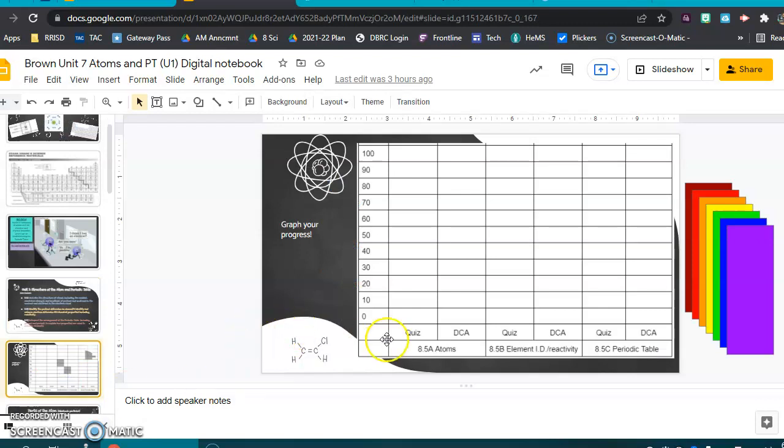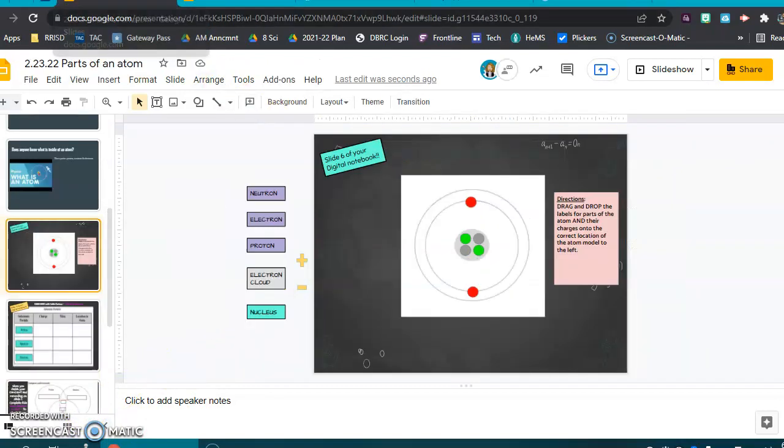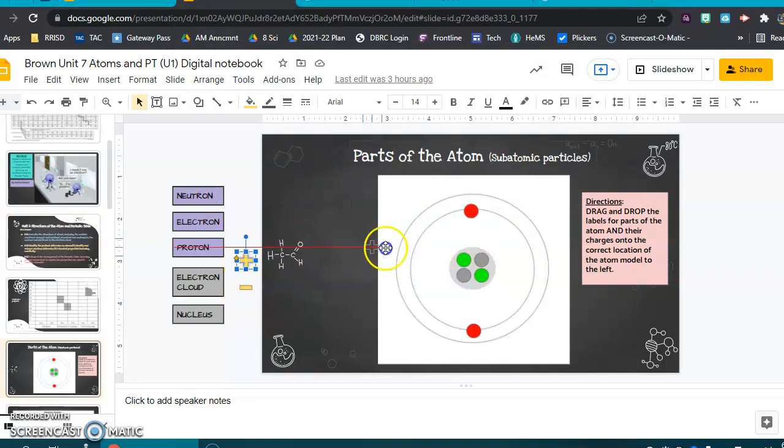And here is our progress graph, which we've used for every group. So here is my notebook. This matches the slide here, so we're going to do this in our notebook. We're trying to figure out where these go. Well, I like the green, so I'm going to put that over the green.